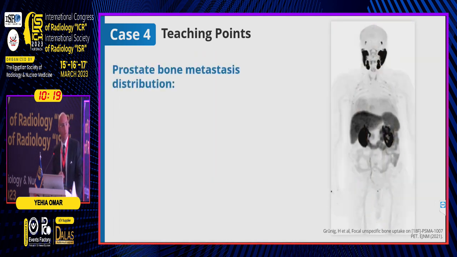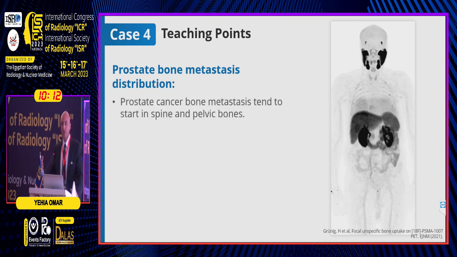Also, another teaching point, very important, regarding the prostate bone metastasis distribution, is that prostate cancer bone metastases tend to start in the spine and pelvic bones. And usually they start from inferior to upwards because they spread through the venous plexus from the prostate to the vertebrae. So they usually start in the spine from the lumbar or sacrum, then spread gradually upwards.